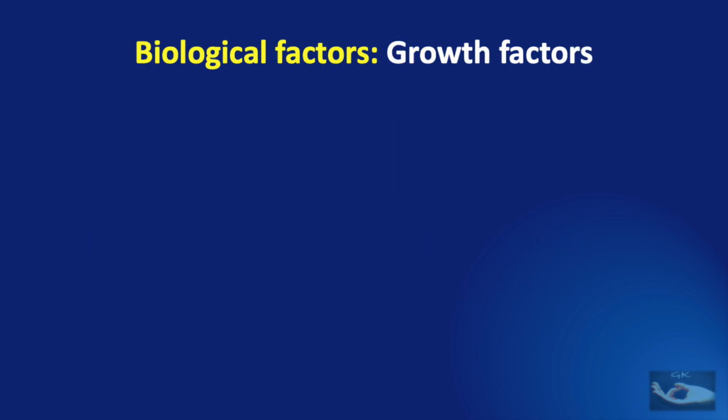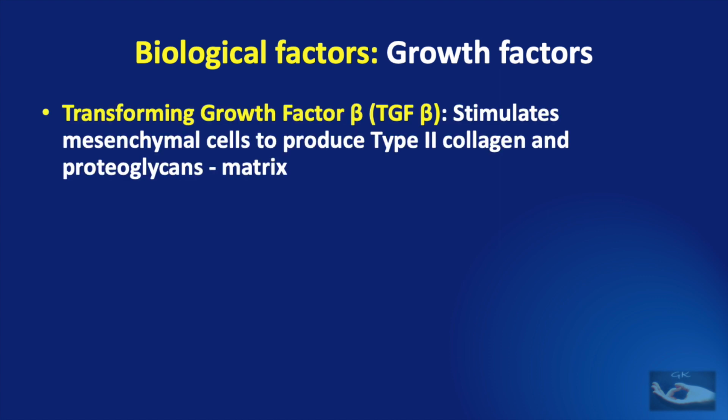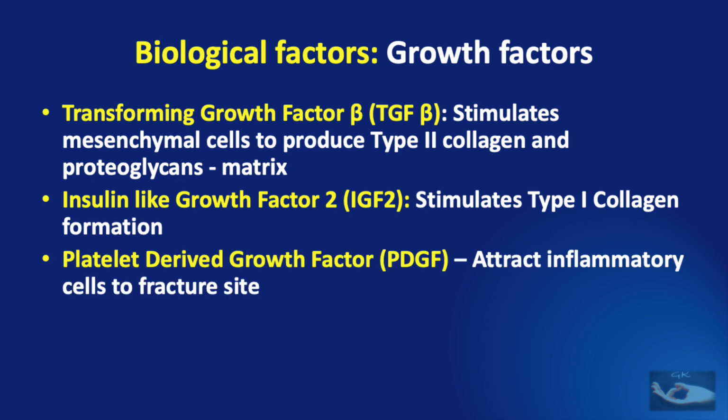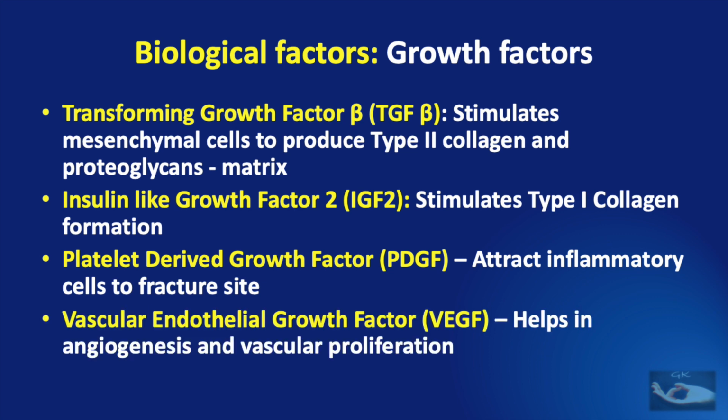Apart from the cytokines and the cells, there are important substances known as growth factors which influence the process of indirect bone healing. The transforming growth factor beta stimulates mesenchymal cells to produce type 2 collagen and proteoglycans, which are important for the matrix formation. The insulin-like growth factor 2 stimulates type 1 collagen formation, platelet-derived growth factor attracts inflammatory cells to the fracture site, and the vascular endothelial growth factor helps in angiogenesis and vascular proliferation.